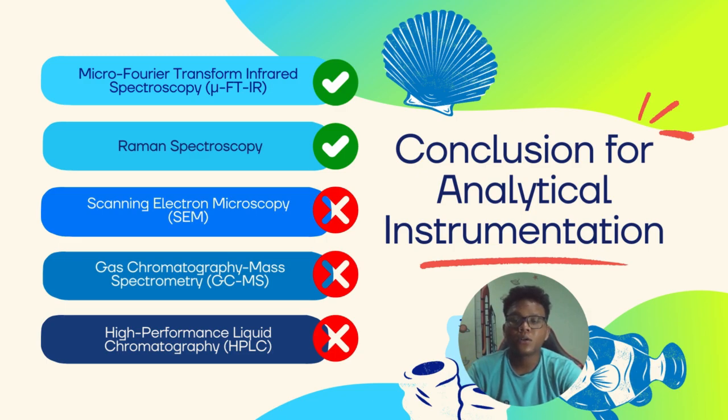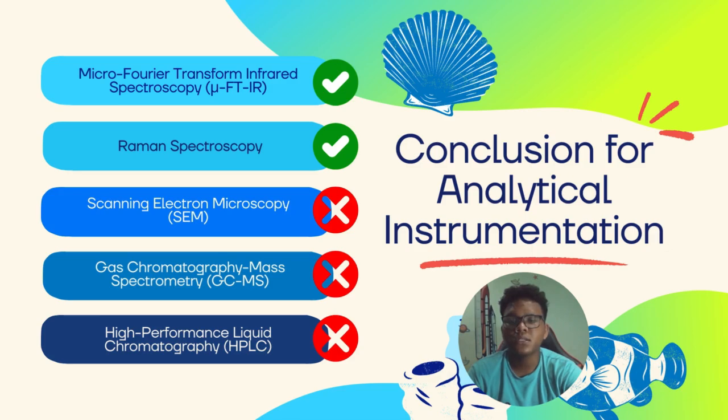Based on the comparison between five analytical instruments, micro Fourier transform infrared and Raman spectroscopy emerged as the most suitable instruments for analyzing microplastic in bivalves. Micro Fourier transform infrared provides reliable polymer identification, while Raman spectroscopy offers high sensitivity and the ability to detect very small particles. This combination allows for comprehensive analysis, ensuring a detailed understanding of microplastic contamination in bivalves.